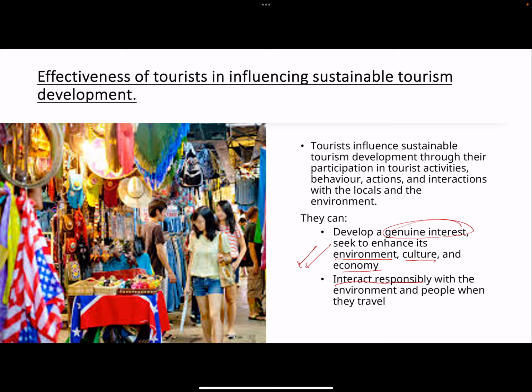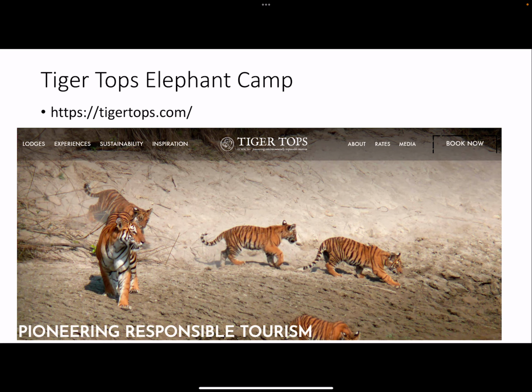Don't litter. Don't try to remove every single life form they can see. Don't try to bring every single piece of rock from the pyramids home. Right, when you travel, respect the environment, respect the people, and then you will be able to positively impact the growth of sustainable tourism.